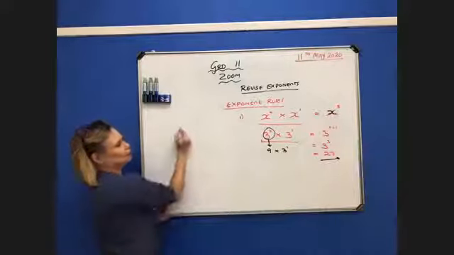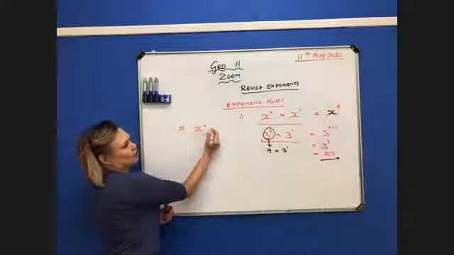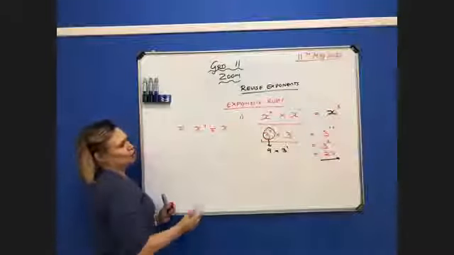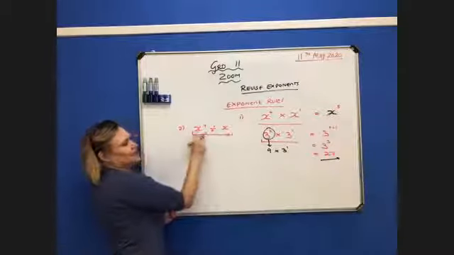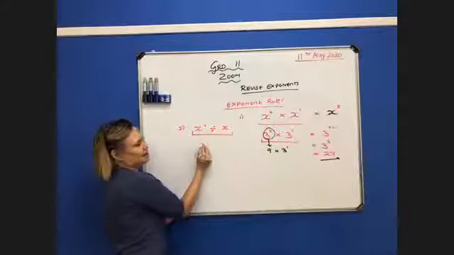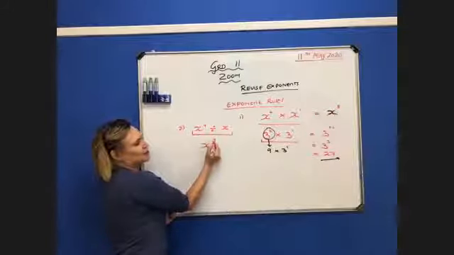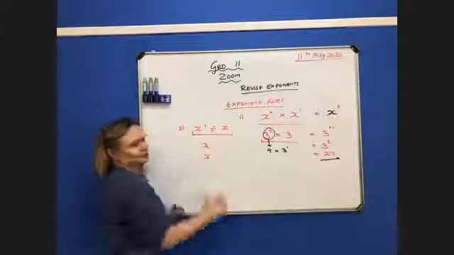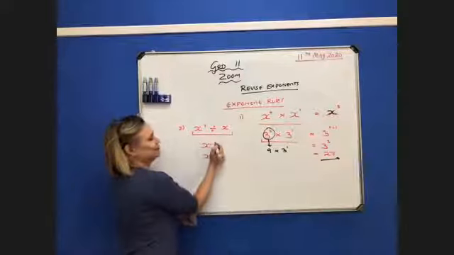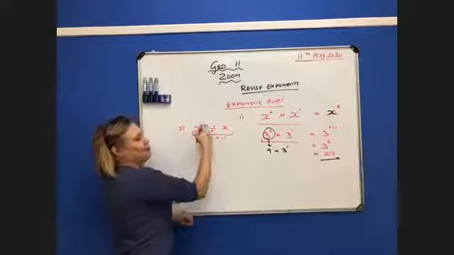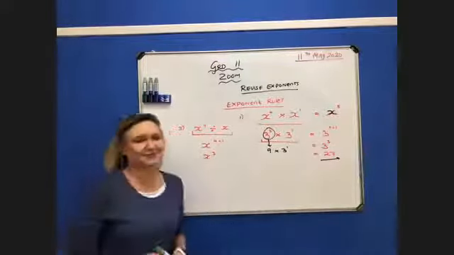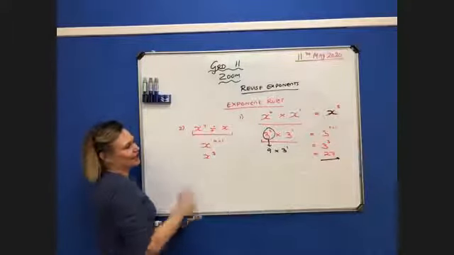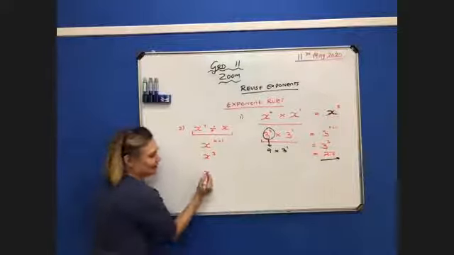Rule number two, if you get x to the 4 divided by x, which is a ghost 1, remember if it's one term, same base, and you're dividing, you divide the exponents, like that. So you get x, not divide, subtract. Divide 4 minus 1. 4 minus 1, which is 3. So I was just checking if you were watching. Now grade 8 would have gone x to the 4.